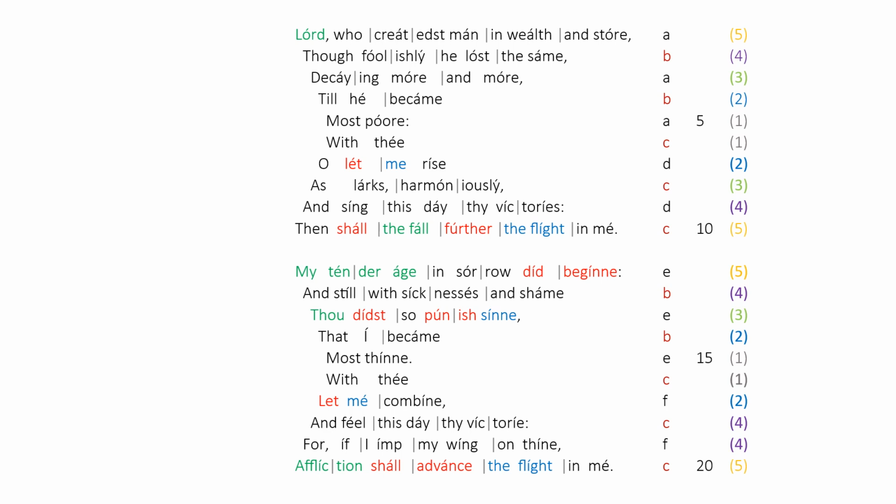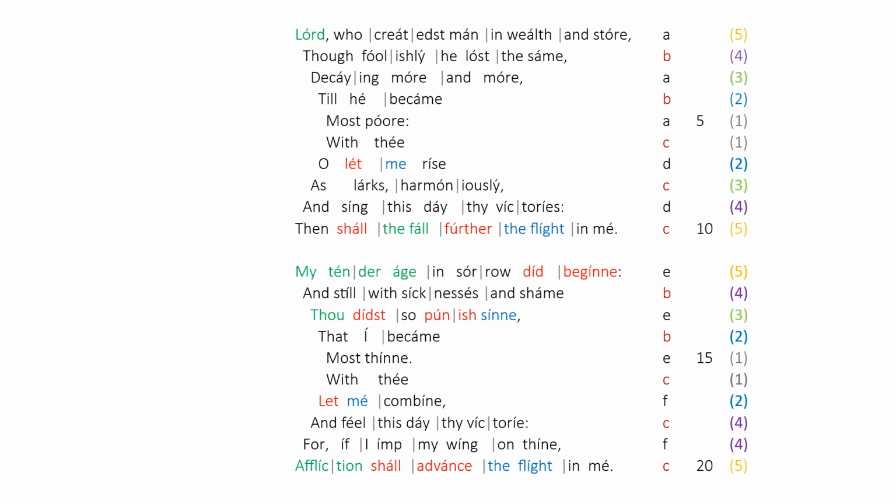And then we see, and perhaps even my tender age, maybe that does work better at first. Let's move to that point. My tender age and sorrow did begin, and still with sicknesses and shame thou didst so punish sin that I became most thin. With thee let me combine and feel this day thy victory, for if I imp my wing on thine, affliction shall advance the flight in me.